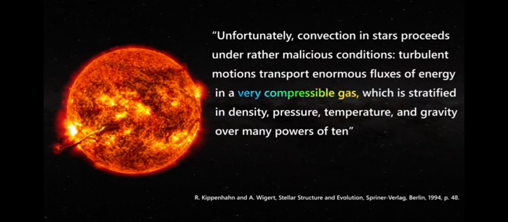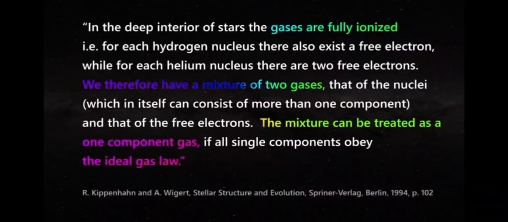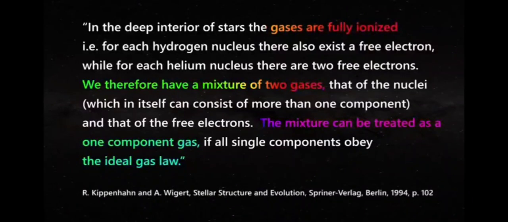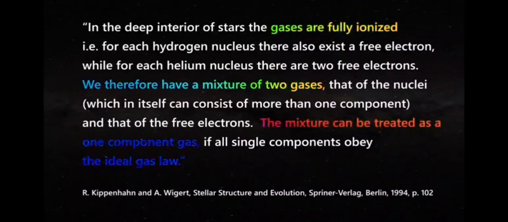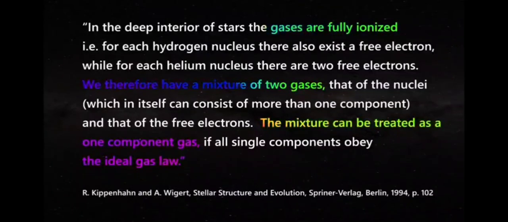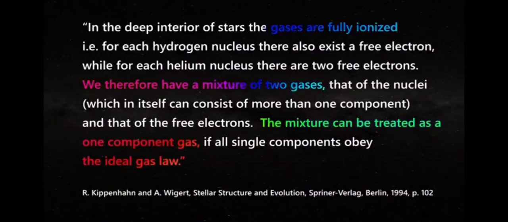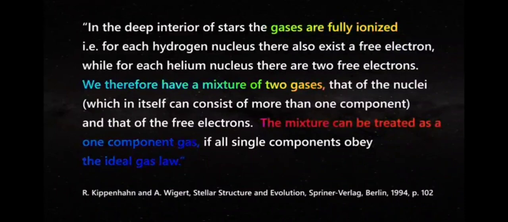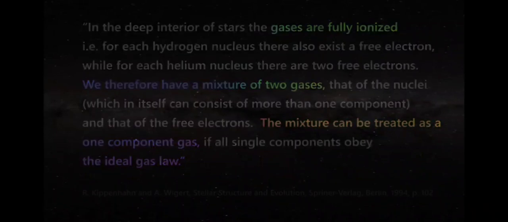They are not speaking about a compressible plasma, so perhaps Dave should write to them to educate them about the phases of matter. Here is a quote explaining how the astronomers actually think. "In the deep interior of stars, the gases are fully ionized, i.e. for each hydrogen nucleus, there also exists a free electron, while for each helium nucleus, there are 2 free electrons. We therefore have a mixture of 2 gases, that of the nuclei, which in itself consists of more than one component, and that of the free electrons.